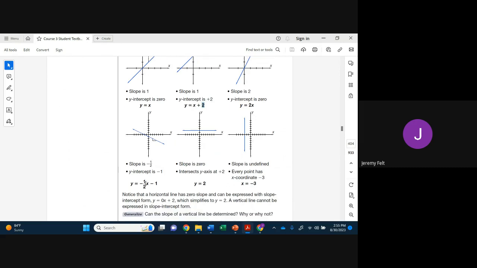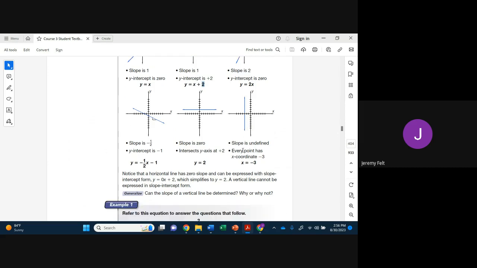Okay, we can have negative slopes. It can be less than 1, greater than 1. We can have horizontal lines. Vertical lines are undefined, which means they don't pass the vertical line test. They're not technically functions. We could still draw it here, but we have one input giving us infinite outputs, which means that it is not a function.